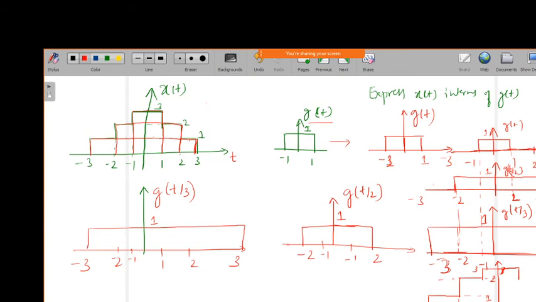Now you can see here, between 1 to 2 this is 0, but this has amplitude value 1 and here amplitude value 1, you will get the value 2. Similarly like this it will come. Is it understood or any doubt? Now if I add all these things, you will get your x of t, which is given by g of t by 3 plus g of t by 2 plus g of t.